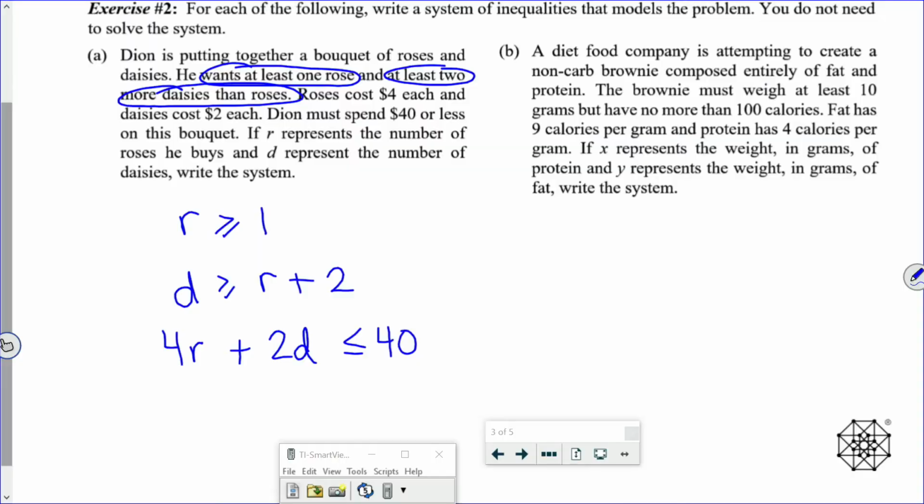Letter B. A diet food company is attempting to create a non-carb brownie based entirely of fat and protein. Yum. The brownie must weigh at least 10 grams, but have no more than 100 calories. Fat has 9 calories per gram, and protein has 4 calories per gram. If X represents the weight in grams of protein, and Y represents the weight in grams of fat, write the system.